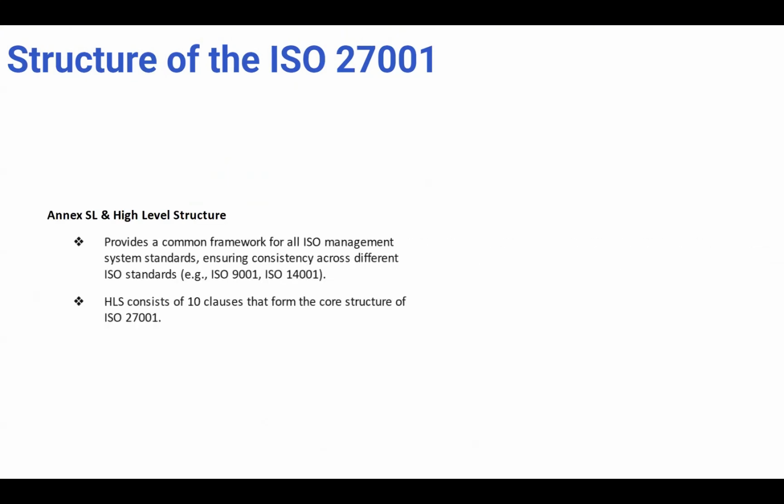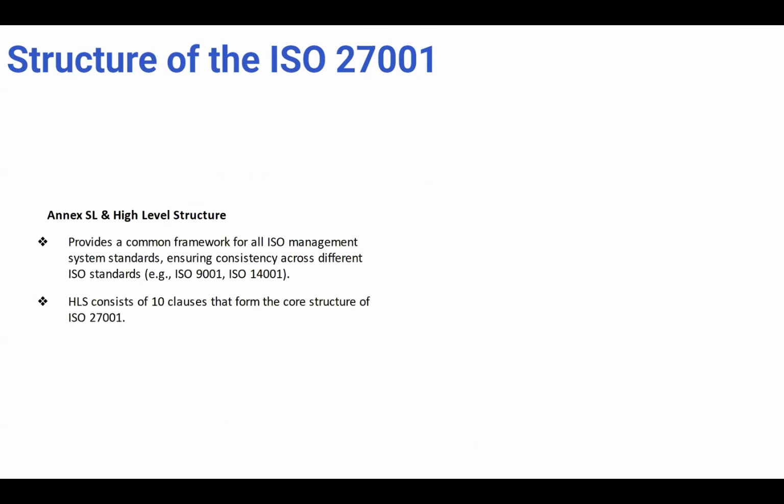So now let's take a look at the structure of this ISO 27001 standard. What is the structure of the ISO 27001 standard? Now, we'll discuss this in something called the Annex SL and high-level structure. Just to say, the Annex SL is a framework developed by the ISO to help them have similar structure across all their management system standards. So this Annex SL provides a common framework.